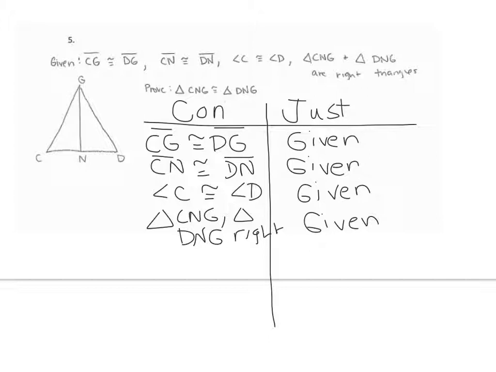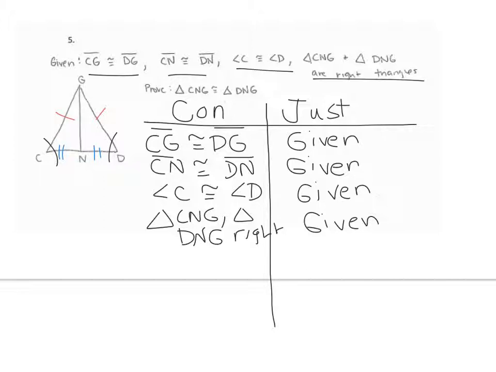Okay, I went ahead and wrote my conclusion and my justifications, and now in my givens, I took all of these up here and wrote them down for the givens. Now I'm going to mark my diagram. By marking I mean put the hash marks, the angle marks, from each given. So if CG is congruent to DG, I'm going to mark those both 1. CN is congruent to DN, I'm going to mark those both 2. And angle C is congruent to angle D, I'm going to mark these.